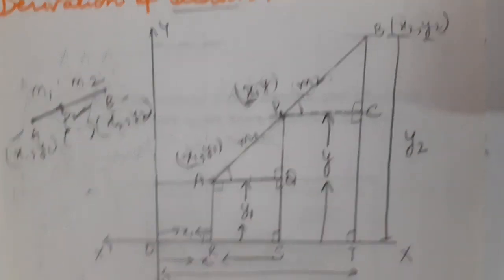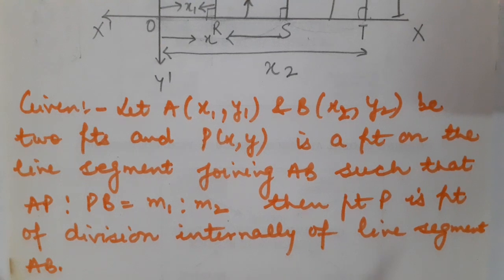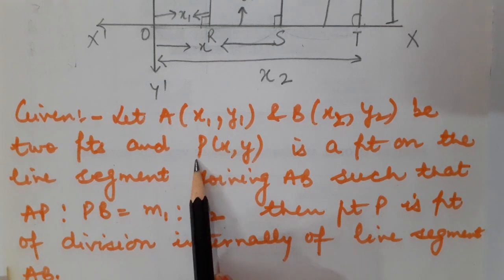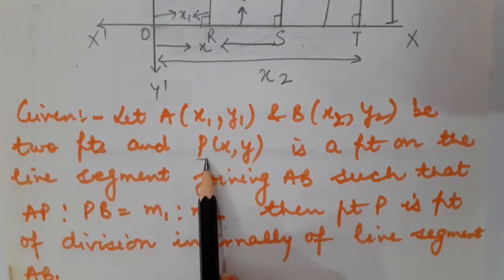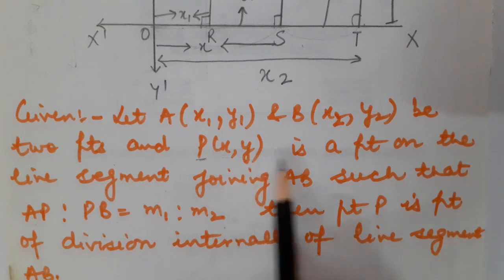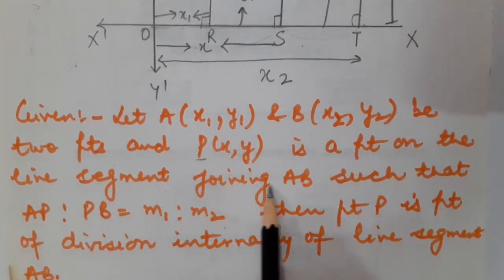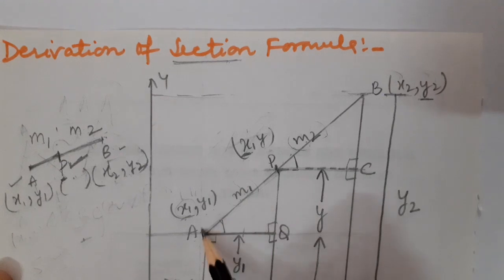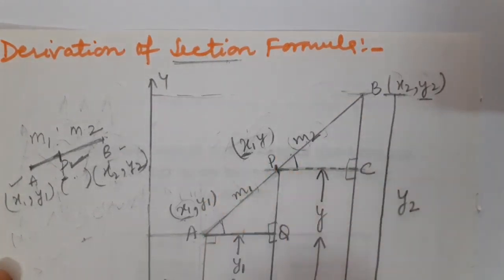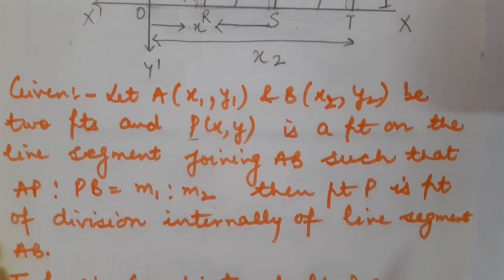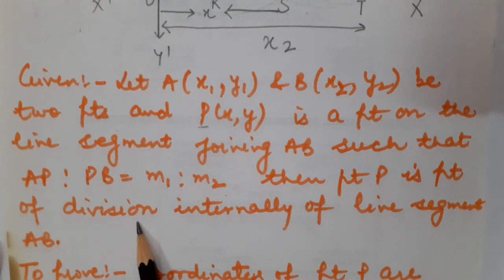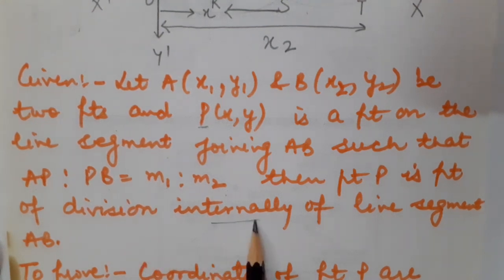Now I am going to read what is given actually. Let A (x1, y1) and B (x2, y2) be 2 points, and this point P is the point of division whose coordinates are (x, y). This is a point on the line segment joining AB such that AP upon PB is equal to m1 ratio m2. Look, this is AP and this is PB. So AP upon PB is m1 ratio m2. So then definitely point P is the point of division, which is going to divide the line segment internally.